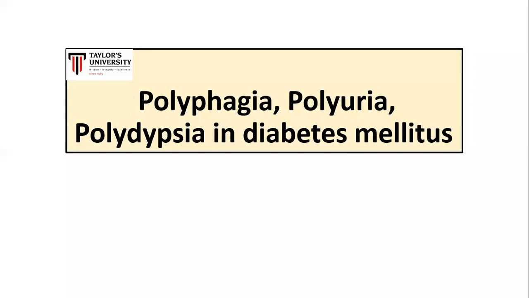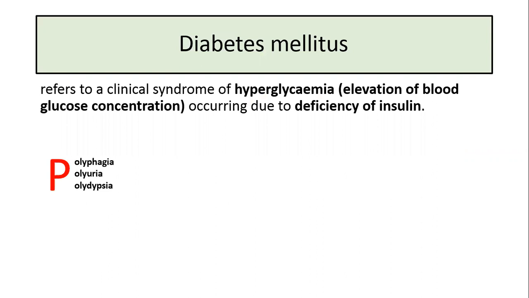Hi everyone, in this video we'll see how polyphagia, polyuria and polydipsia occur in diabetes mellitus. As we all know, diabetes mellitus refers to a clinical syndrome of hyperglycemia, which is elevation of blood glucose concentration, and this occurs due to the deficiency of insulin. The three P's of diabetes mellitus include polyphagia, polyuria and polydipsia.